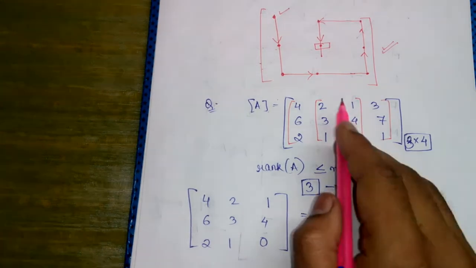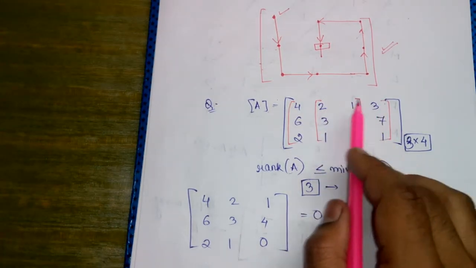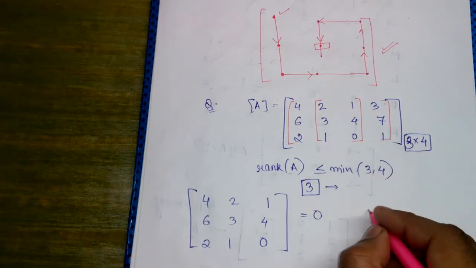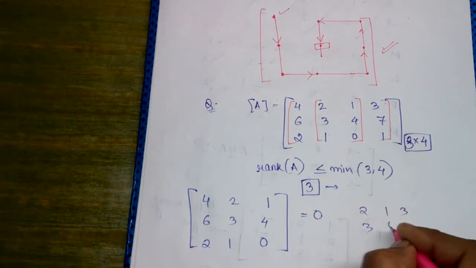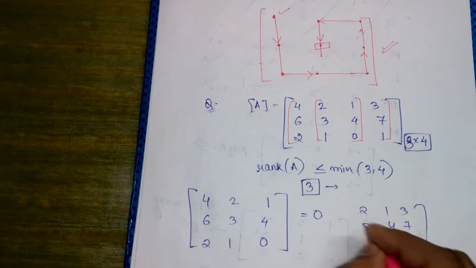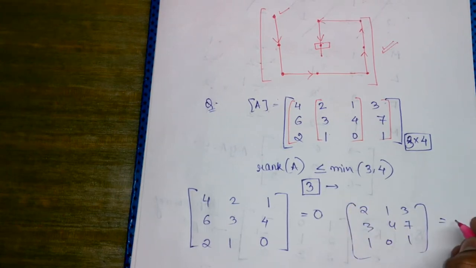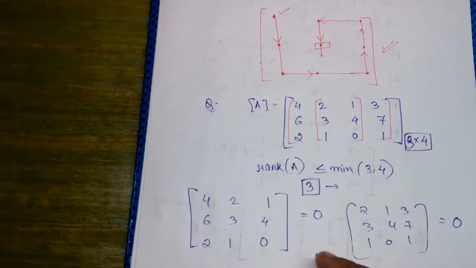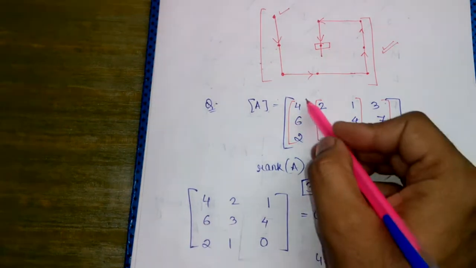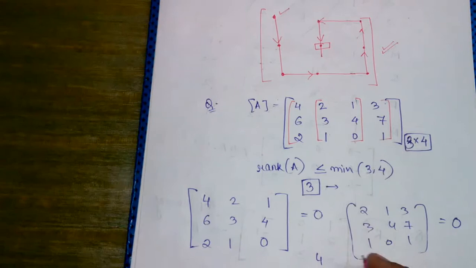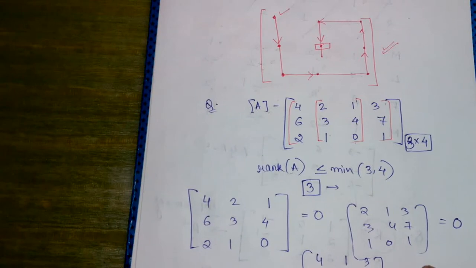ठीक है, नेक्स्ट जो हमने लिया माइनर [2 1 3; 3 4 7; 1 0 1], इसका भी अगर आप डिटर्मिनेंट निकालें, इट इज कमिंग आउट टू बी 0. नेक्स्ट जो हो सकता है वो हो सकता है [4 6 2; ...], मतलब ये वाला कॉलम, ये वाला कॉलम और ये वाला कॉलम, [1 4 0; 3 7 1]. तो अगर इसका हम लोग निकालें, ये भी आ रहा है हमारा 0.